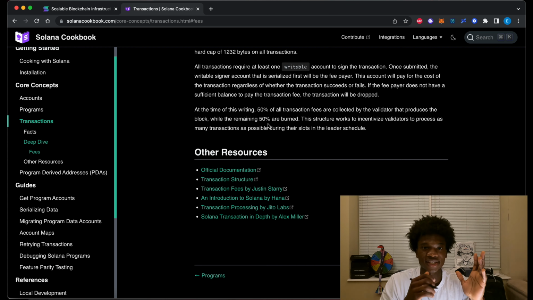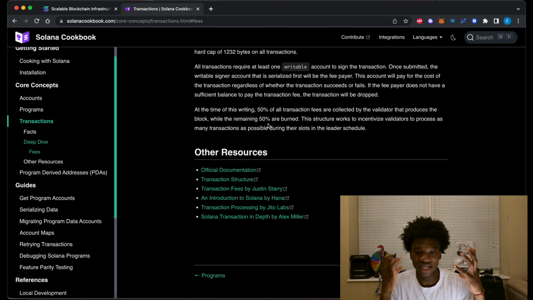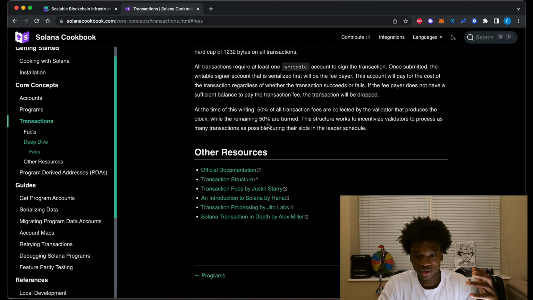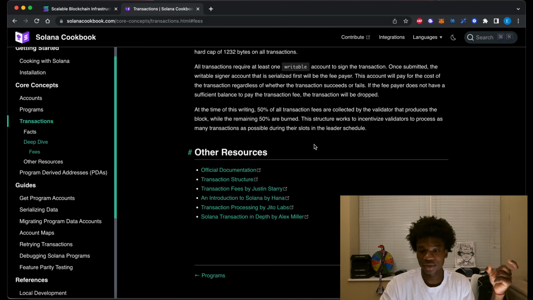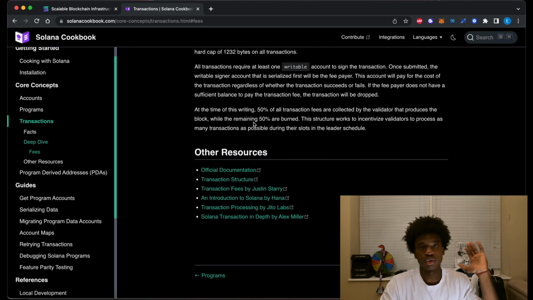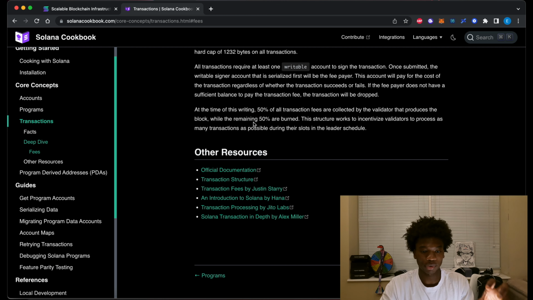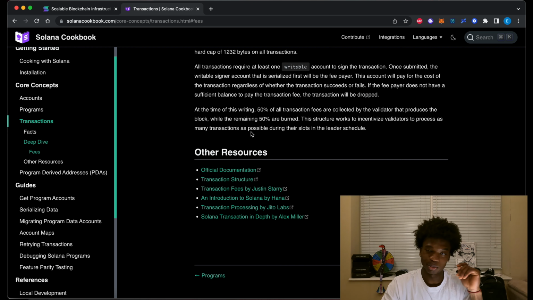So whoever is signing off on the transaction as the writable is going to pay a fee, and if the fee payer doesn't have a sufficient balance to pay the transaction fee, the transaction will be dropped. At the time of writing, 50% of all transaction fees are collected by the validator that produced the block, while the other 50% are burned, forever removed from the network. This structure works to incentivize validators to process as many transactions as possible during their slots in the leader schedule to make sure they earn as much as possible.